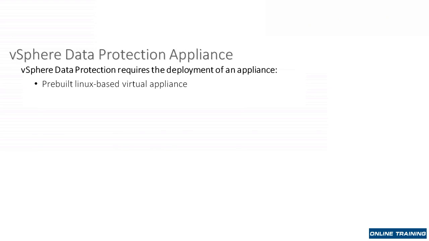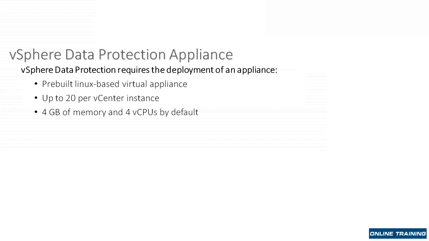So just a couple quick specifics about the virtual appliance, and we're not going to really focus a lot on this because for the VMware Certified Associate, you really just need to know what the feature is for. But basically, you'll have a pre-configured, pre-built virtual appliance. You can use up to 20 of these per vCenter instance, and it's very easy to roll out. Each virtual appliance requires 4 gigs of memory and 4 virtual CPUs.